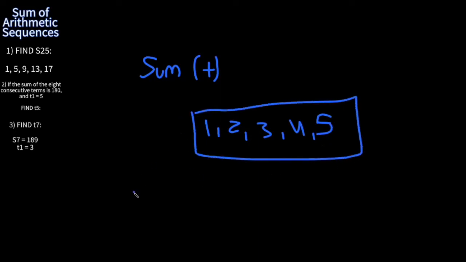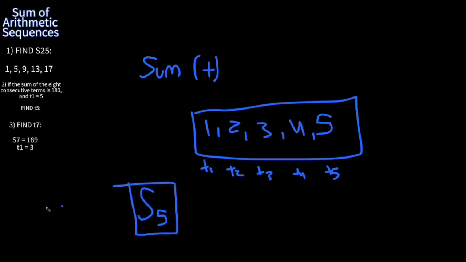Now, what does it mean? If I were to say the sum of 5, what would that mean? As you already identified, this is the first term in the sequence, the second term, the third term, the fourth term, and the fifth term. Now, the sum of the 5, what does that mean? Well, actually, this translates to the sum of the first n numbers.